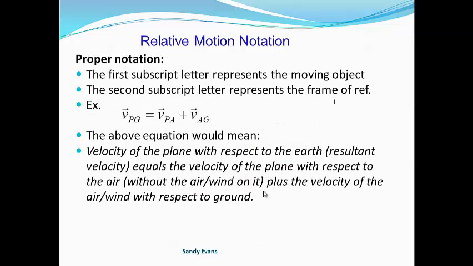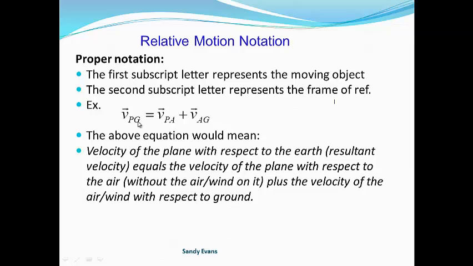So it's going to make your life a lot easier if you use proper notation when you solve relative motion problems. And the first subscript is going to represent the moving object. So here, the P would stand for, say, plane. And the second subscript will stand for the frame of reference, like this one.